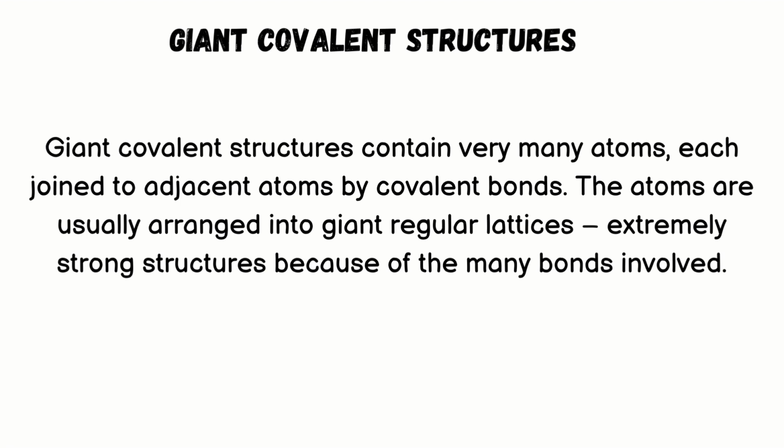What are giant covalent structures? Giant covalent structures contain very many atoms, each joined to adjacent atoms by covalent bonds. The atoms are usually arranged into giant regular lattices, extremely strong structures because of the many bonds involved.